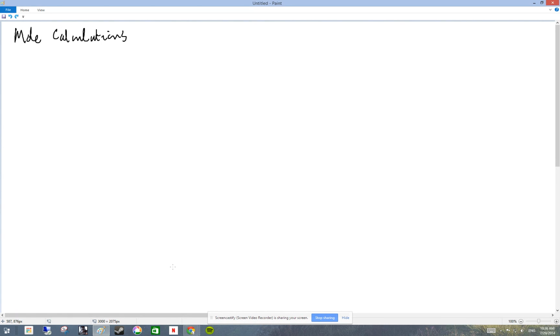Okay, so mole calculations. First of all, you might be wondering, well, what is a mole? It is a furry creature that lives and burrows tunnels, but in the context of what we're doing, it's actually an amount of substance. And 1 mole contains 6.022 times 10 to the power of 23 particles.